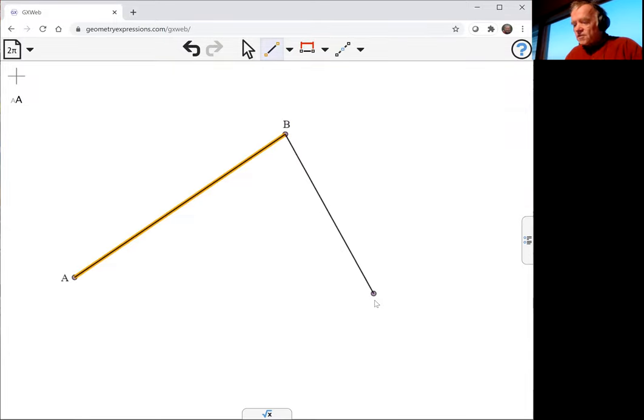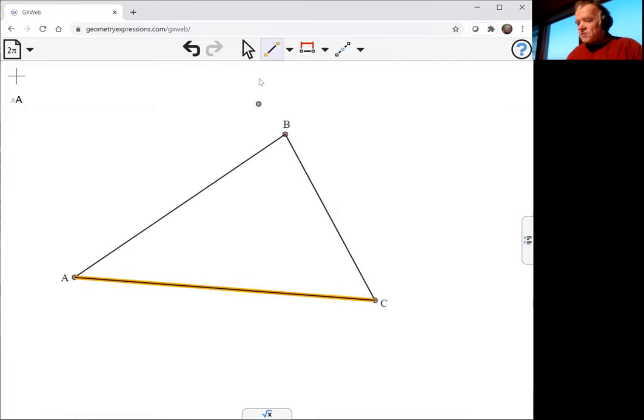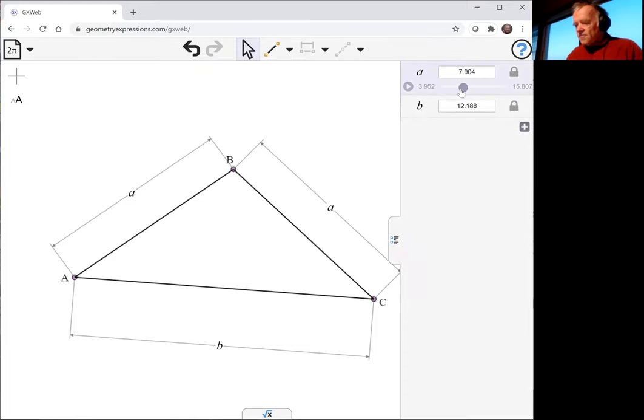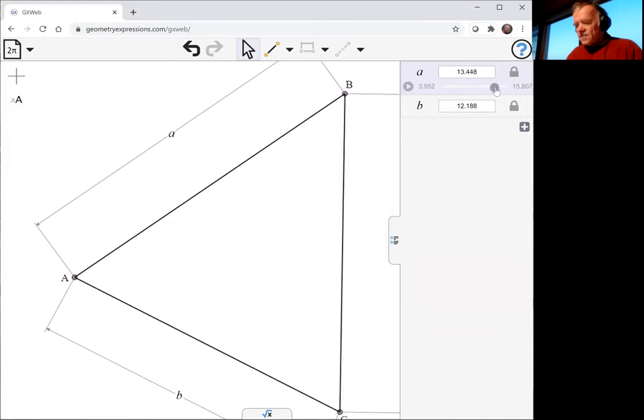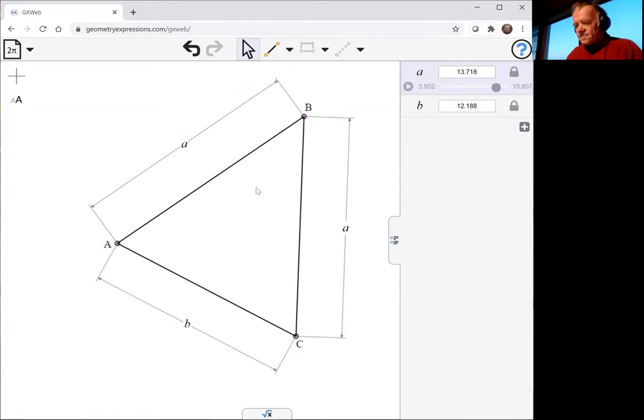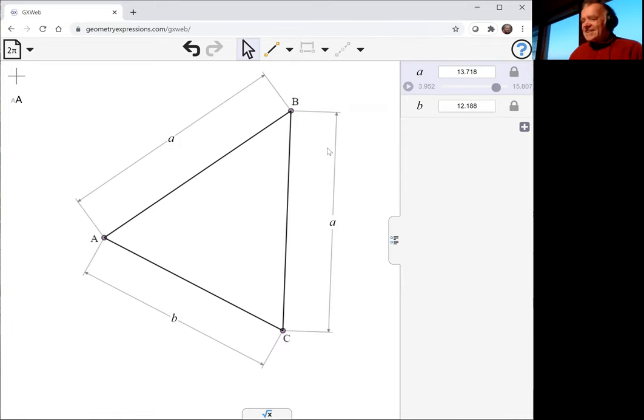Now notice, because GXWeb is constraint based, I don't need to make it isosceles from the get-go. I can make it isosceles simply by specifying that these two lengths are the same. And here my triangle is isosceles. I think I'd like to increase A a bit, just to make the altitude sit inside the triangle.